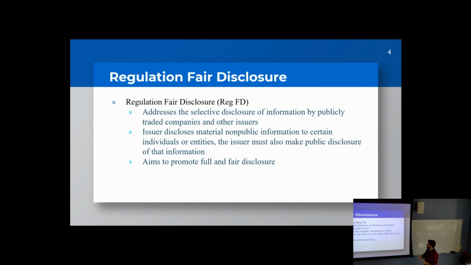So in the early 2000s, Reg FD was enacted that basically mandates that if a company is going to disclose information to individuals, they have to also disclose that information publicly to the rest of potential investors. Right, so the whole idea behind this is to continue full and fair disclosure and trying to get rid of this practice that companies would engage in that would privately benefit select individuals or entities.